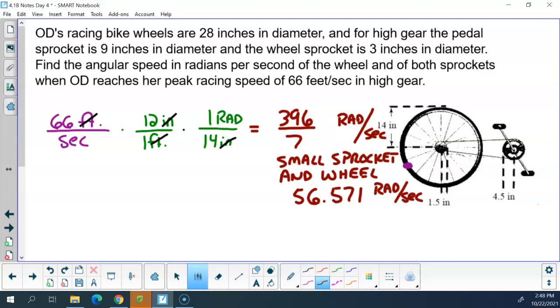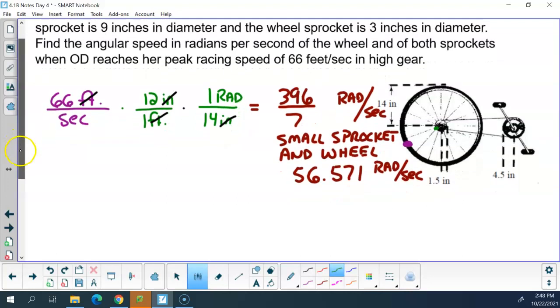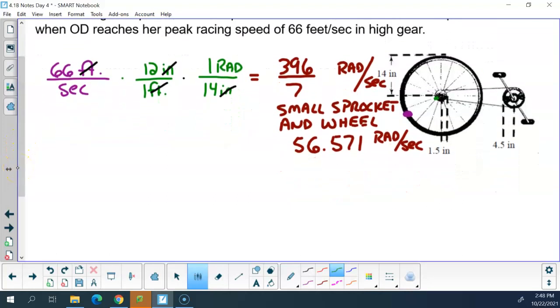Okay? So now, technically, we're here also, right? In radians per second. Yes? Okay. So let's start there again. 396 over 7 radians per second.